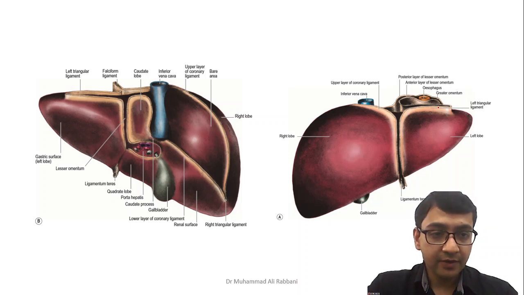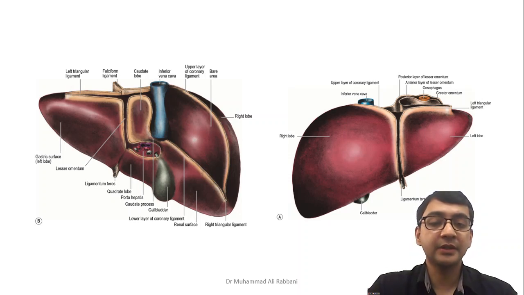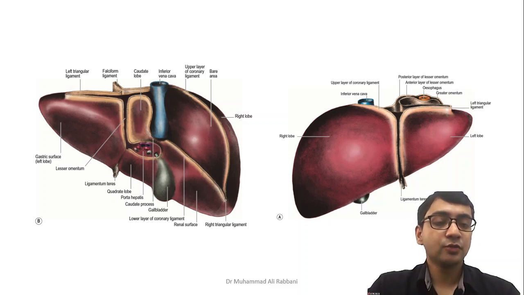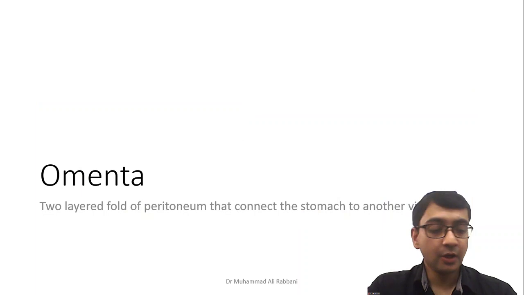Here there is the left triangular ligament, here is the right triangular ligament, here are the coronary ligaments that join the liver to the undersurface of the diaphragm. They give support to the liver. Then here is the lesser omentum that connects to the stomach. Here is the porta hepatis that is contained by this. So I am just talking about the different ligaments: falciform, triangular, coronary ligaments. They are nothing more than folds of peritoneum that connect this organ to the walls and support it in the process. Omenta are two layered folds of peritoneum that connect the stomach to any other viscus.